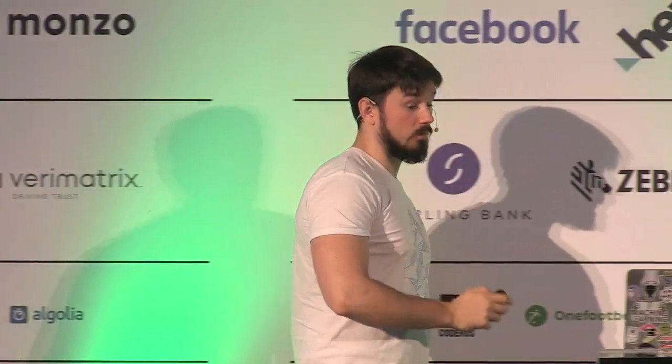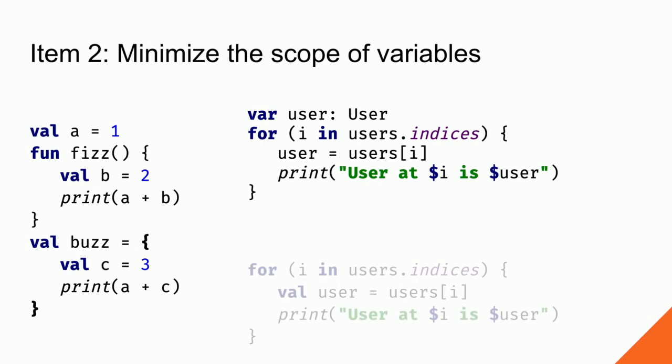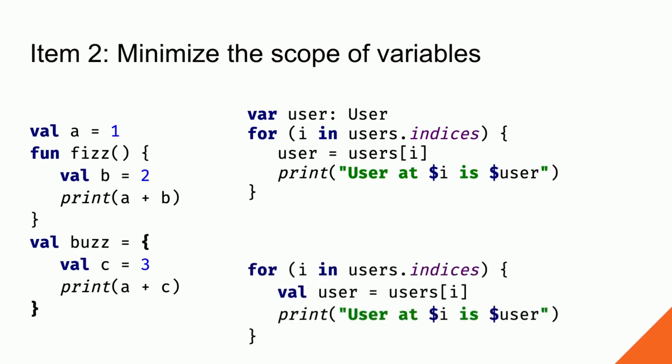We have a variety of tools we can use to limit scope. So here, user clearly has an unnecessarily wide scope. We are risking that someone might use it outside of this for loop. It's clearly better to make it a local val.